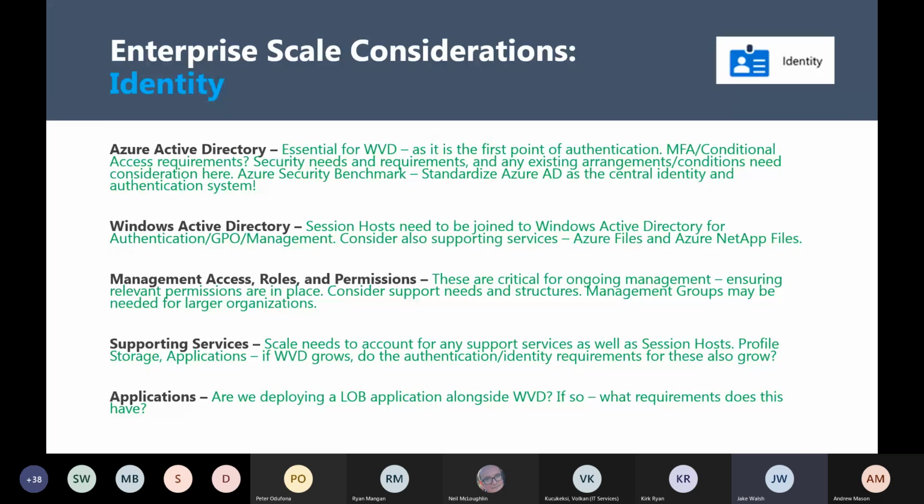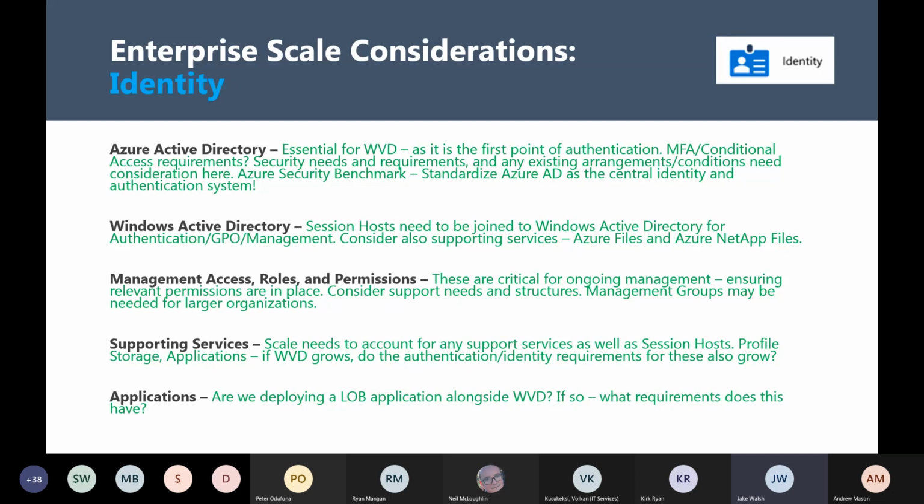Likewise, Windows Active Directory is really key for Windows Virtual Desktop as well. If you are looking at Windows Virtual Desktop at scale, having session hosts accessing Windows Active Directory over a VPN, for example, may not be the most appropriate choice. If that VPN goes down, you may have problems. And actually siting domain controllers in Azure is probably going to be a better choice for you.